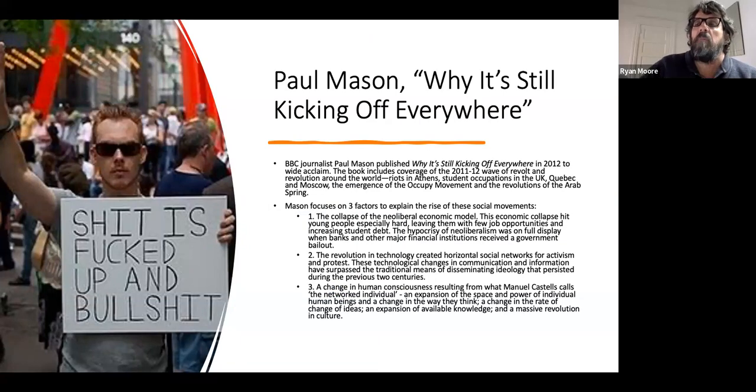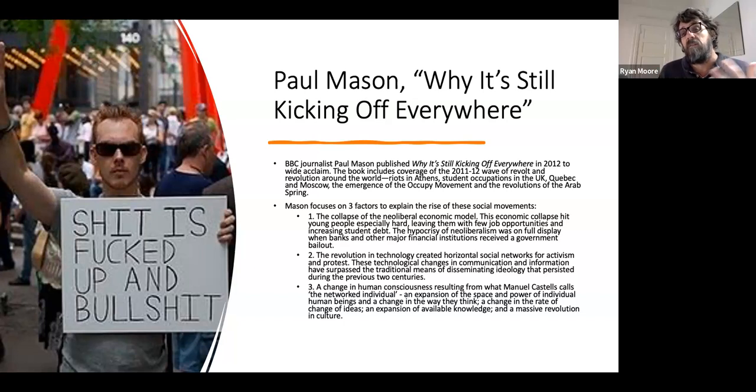So to wrap up, we want to think about a couple of texts that have tried to make sense of this latter wave of protests that have come about since. One is a book by a BBC journalist named Paul Mason, who published a book called Why It's Still Kicking Off Everywhere in 2012. The book includes coverage of this 2011-2012 wave of revolt and revolution around the world. He talks about riots in Athens, Greece, student occupations in the UK, Quebec, and Mexico, and then finally covers the emergence of the Occupy movement and the revolutions of the Arab Spring.